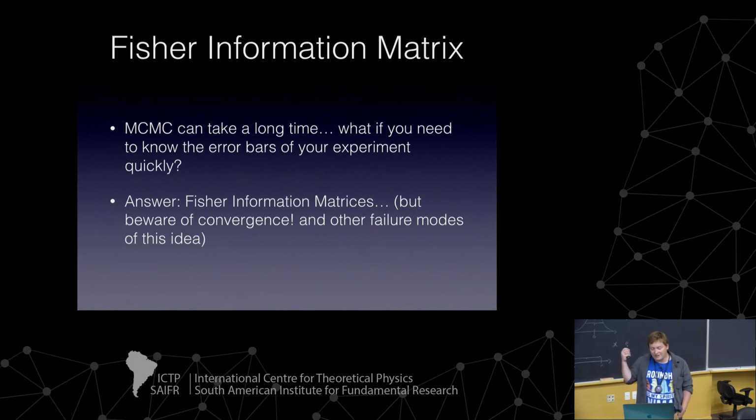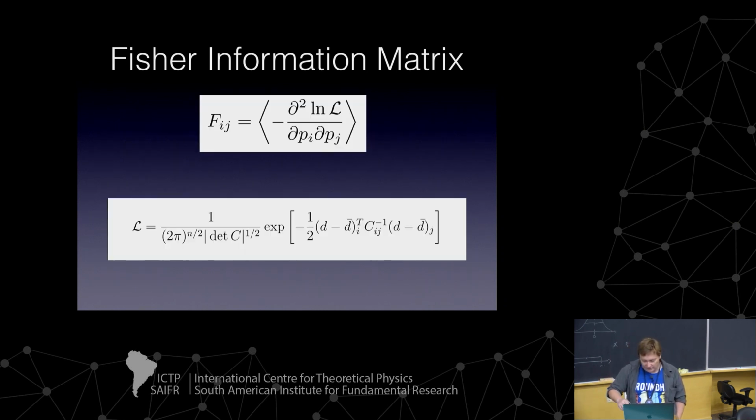But there are a lot of problems with this tool in high-dimensional parameter spaces, because it relies on, well, let's have a look at the equation. One failure mode is convergence. There are other failure modes of this idea. This is the definition of the Fisher information matrix. It's a second derivative of the log likelihood with respect to the parameters in question. So it is a matrix, ij: derivative with respect to the first parameter, second parameter. If you have 26 parameters, your matrix is going to be 26 times 26.